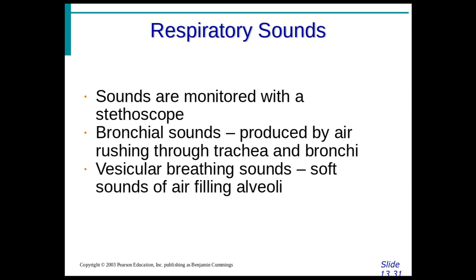Getting into these capacities, respiratory sounds are monitored with a stethoscope. We used our stethoscope in class before. You've been with doctors who've put it on your chest and on your back. What they're listening for are bronchial sounds, the sounds of air rushing through the trachea and the bronchi, and vesicular breathing sounds, the soft sounds of air filling the alveoli. When they reach down into the base of the lungs, near your body or back, they're looking for the vesicular breathing sounds. When they put it up near the top, they're listening for the bronchial sounds. You want it nice and smooth. You don't want any liquidy sounds because that means you have pneumonia. You don't want any harsh sounds because the air isn't getting where it should be.